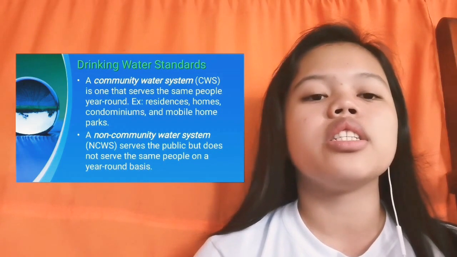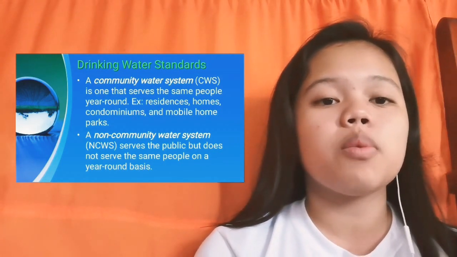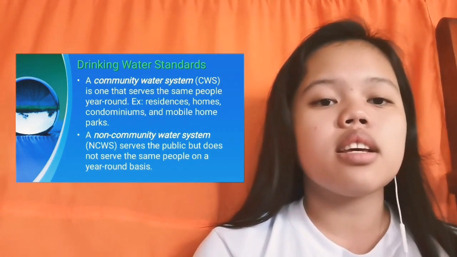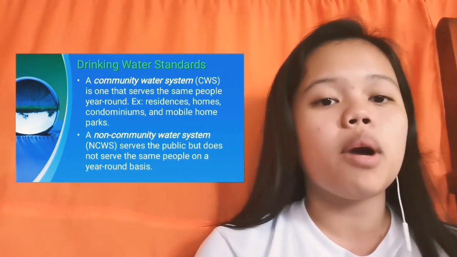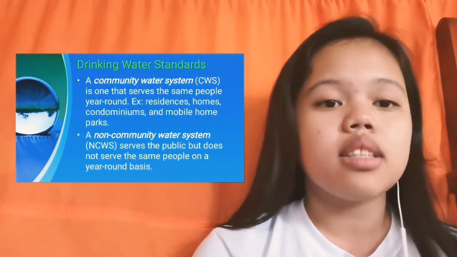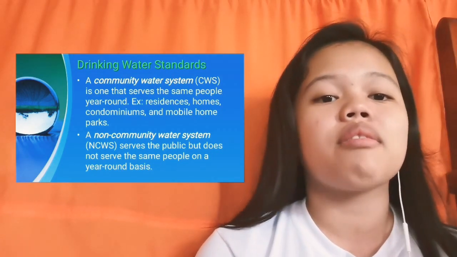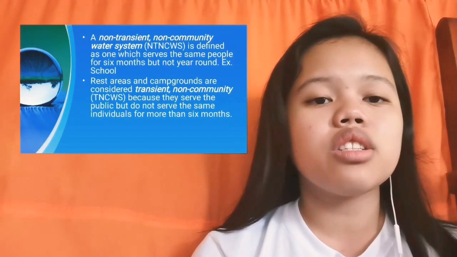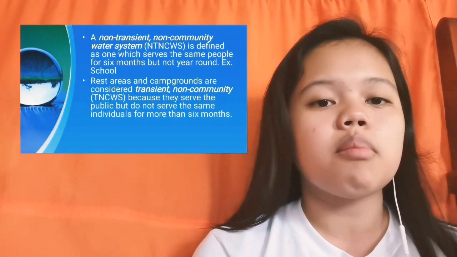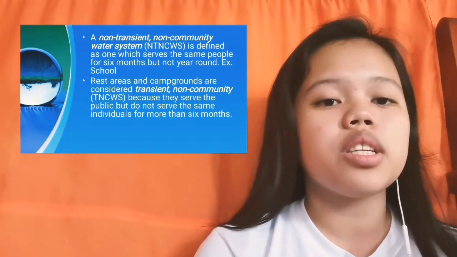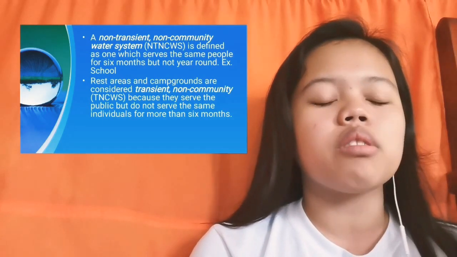Drinking water standards. A community water system is one that serves the same people year-round. Example: residences, homes, condominiums, and mobile home parks. A non-community water system serves the public but does not serve the same people on a year-round basis. A non-transient non-community water system is defined as one which serves the same people for 6 months but not year-round.